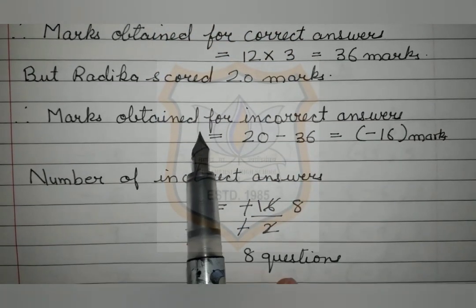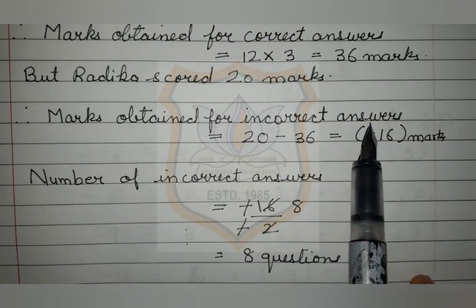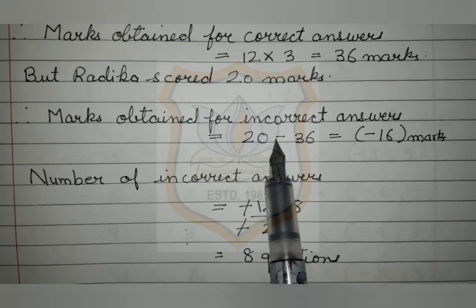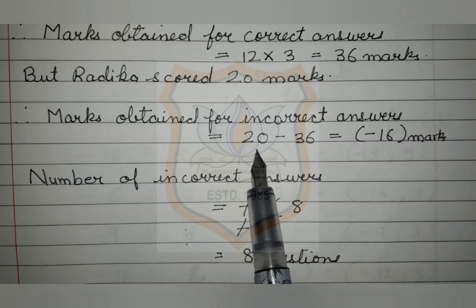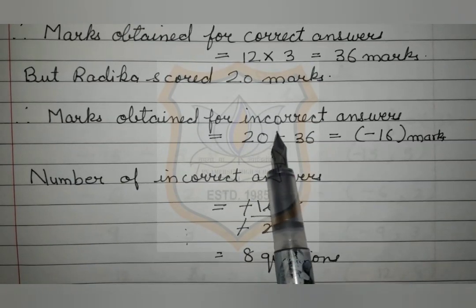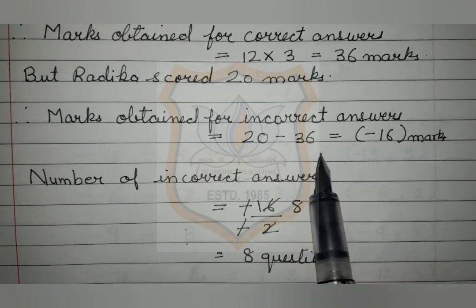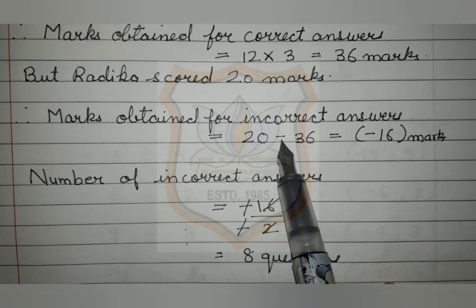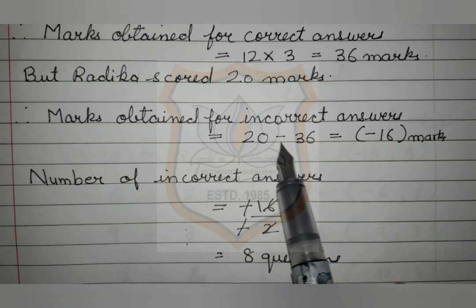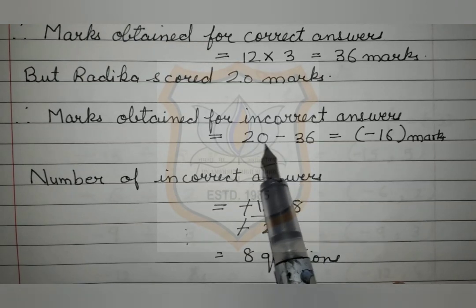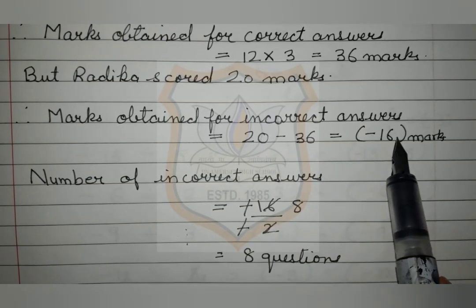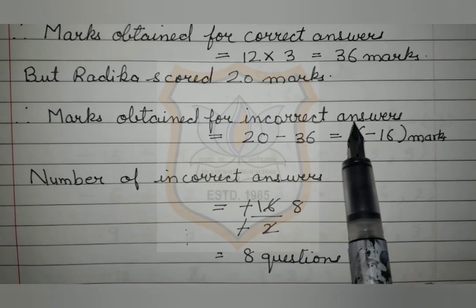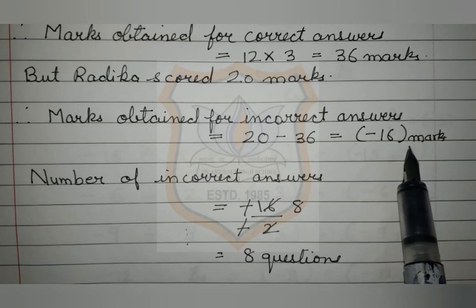Therefore, marks obtained for incorrect answers by Radhika is equal to 20 minus 36. 20 marks is the total marks obtained by Radhika, and 36 marks are the marks obtained by giving correct answers. So, the answer is: you have to subtract 20 from 36, the answer is minus 16. So, we can say that marks obtained for incorrect answers is equal to minus 16 marks.